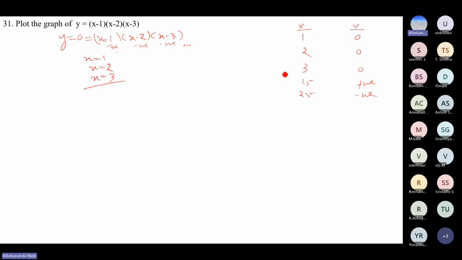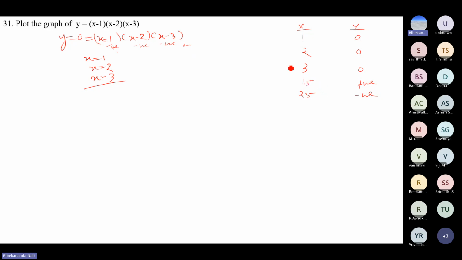For x less than 2, the value is negative, but for x greater than 2, it is reversed: the value is positive for x less than 2 and negative for x greater than 2. So the function is changing its direction. At point 2, the function is crossing the axis. So these are the 5 points we are getting.